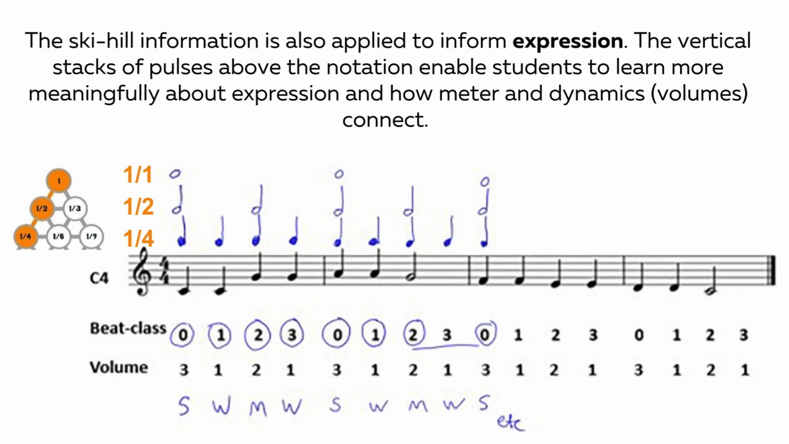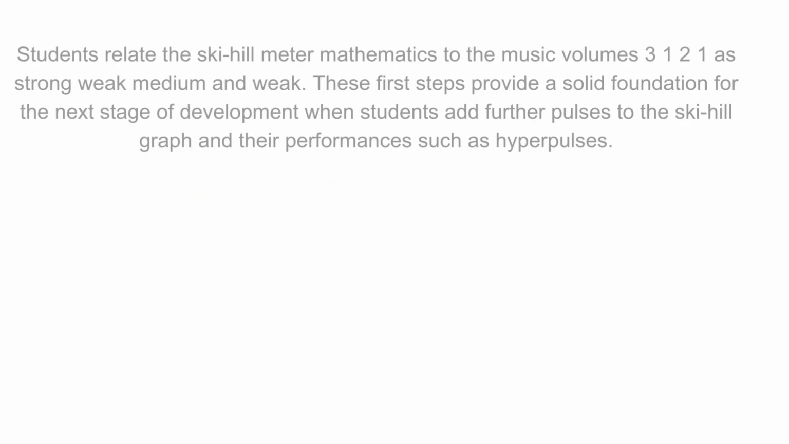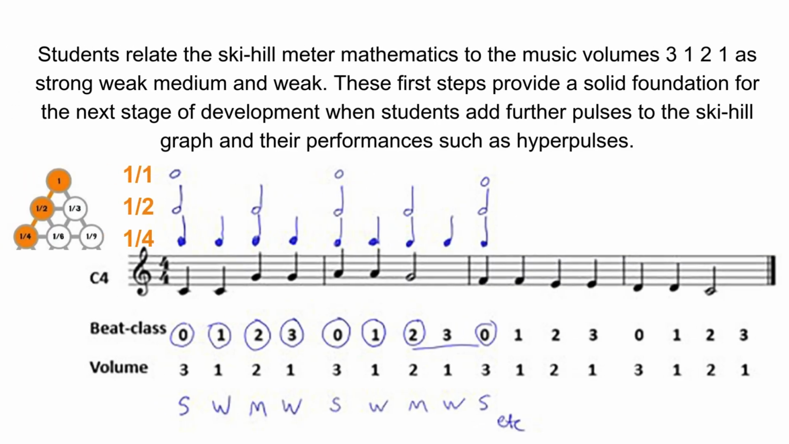The skill information is also applied to inform expression. The vertical stacks of pulses above the notation enable students to learn more meaningfully about expression and how meter and dynamics, or volumes, connect. Students relate the skill meter mathematics to the music volumes 3, 1, 2, 1 as strong, weak, medium, and weak. These first steps provide a solid foundation for the next stage of development when students add further pulses to the skill graph and their performances, such as hyperpulses.